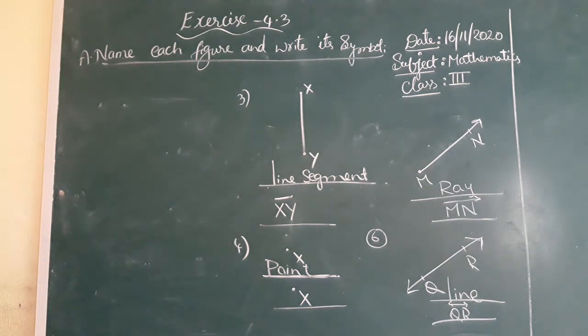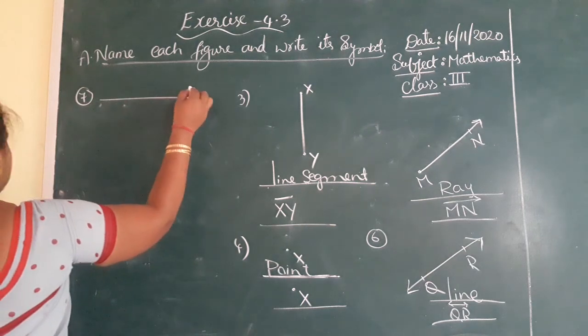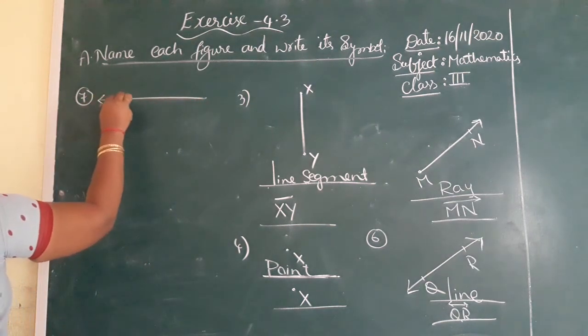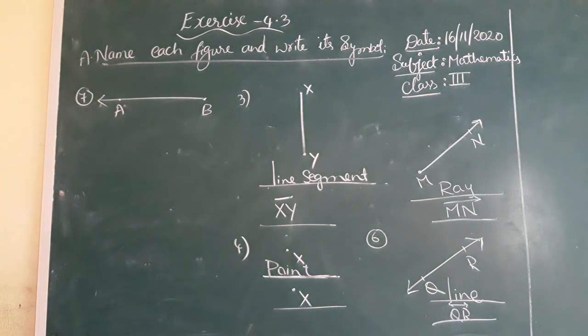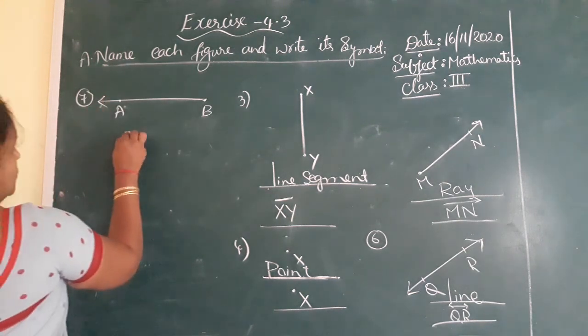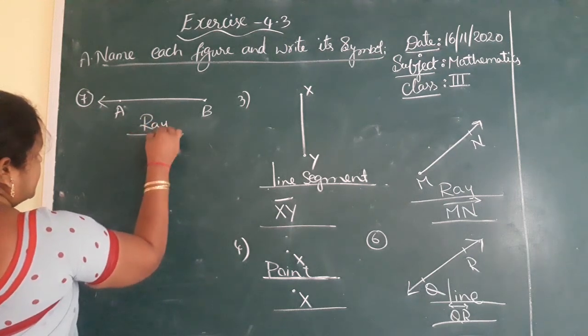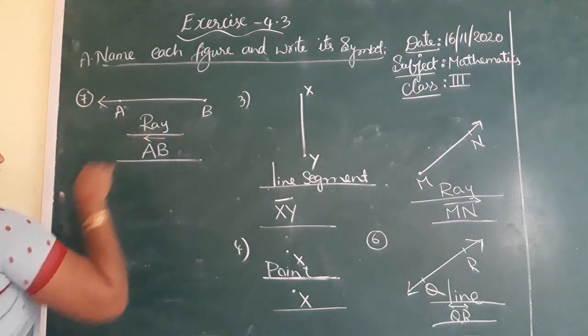Two more figures are there here. Seventh one. This is a figure. It is also part of a line. It extends only in one direction, and that is this direction. So what do we call this figure? We call this figure a ray. And how will you show this ray? And on this side it goes on.